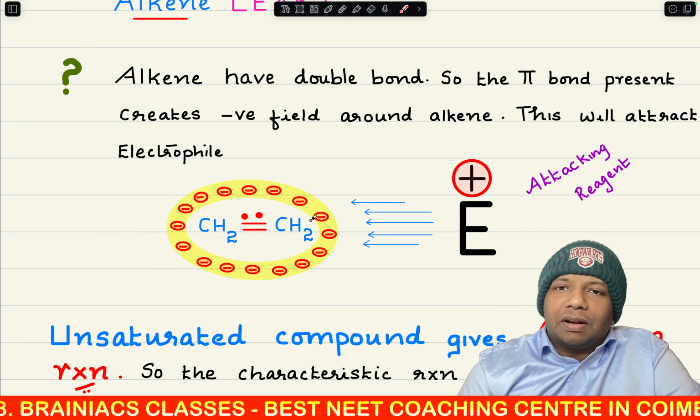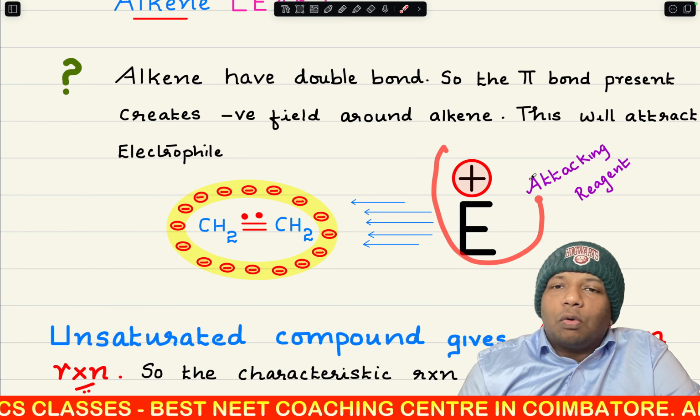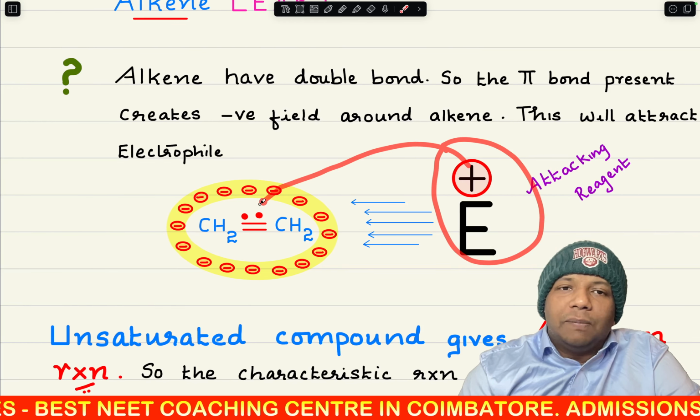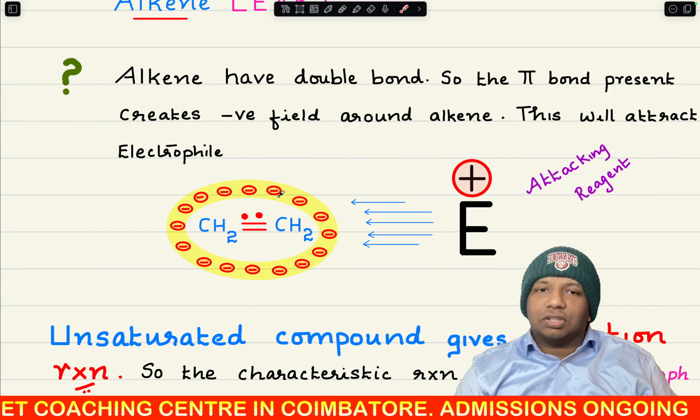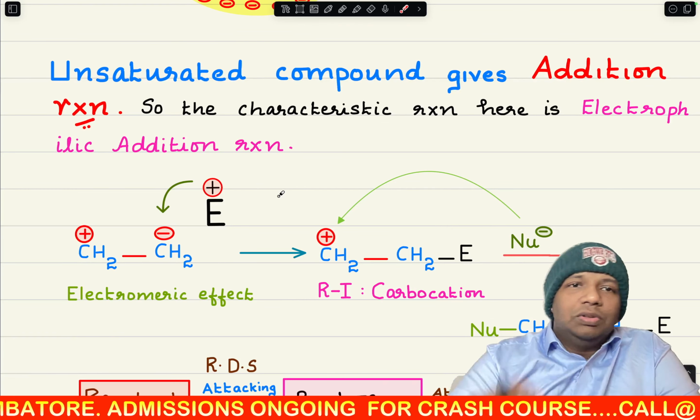Why is it called a temporary effect? Only when the electrophile approaches the pi bond will it show this polarization. That is why it is called a temporary effect. Okay, now we will see how this happens.